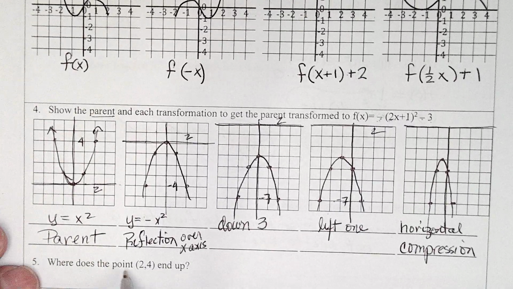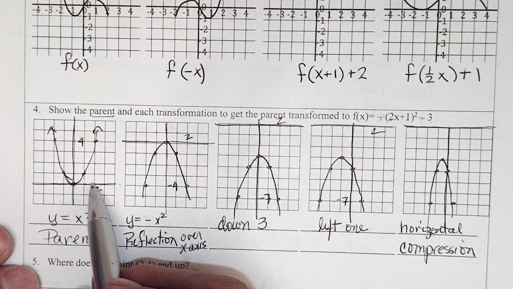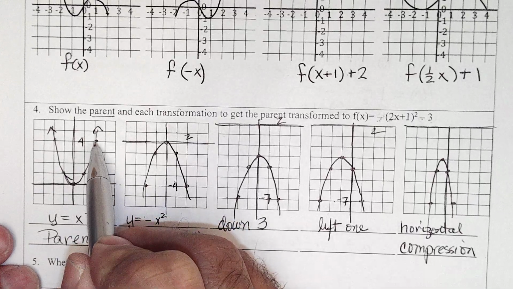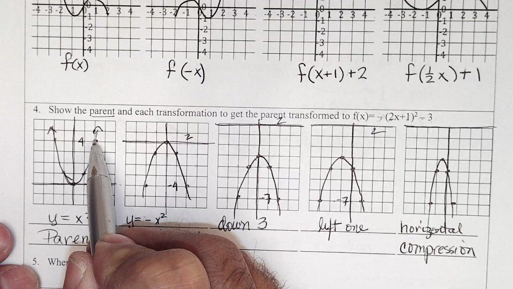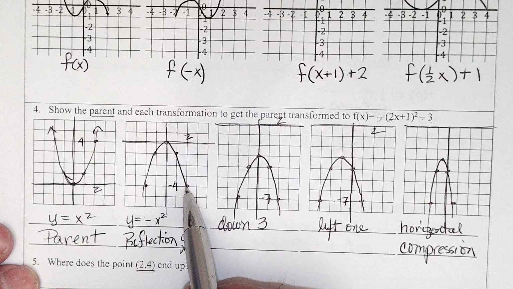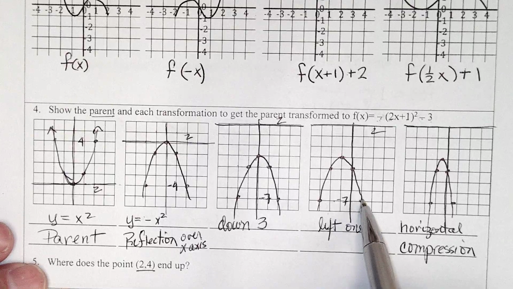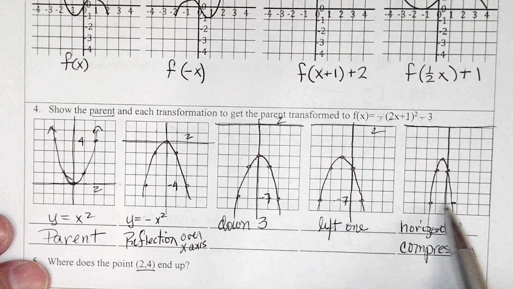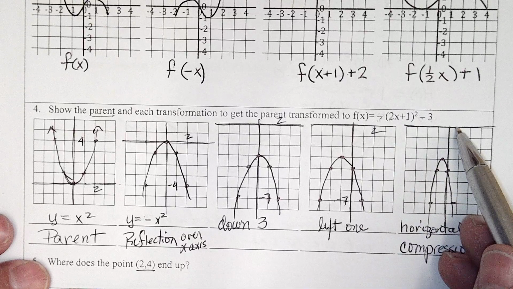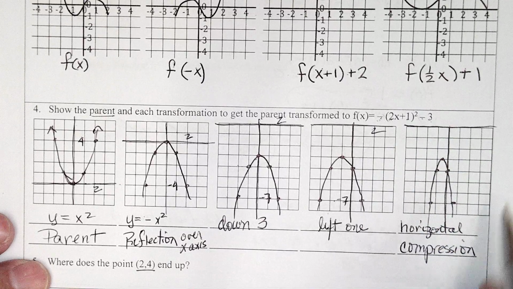So, where did the point 2, 4 end up? Well, the first transformation flipped it down to there. The next one moved it down 3 more. The next one moved it over 1 to there. And the next one moved it halfway closer, so it's at 1/2, minus 7.